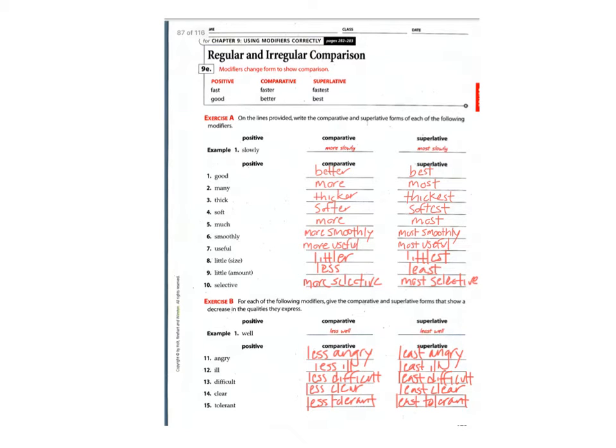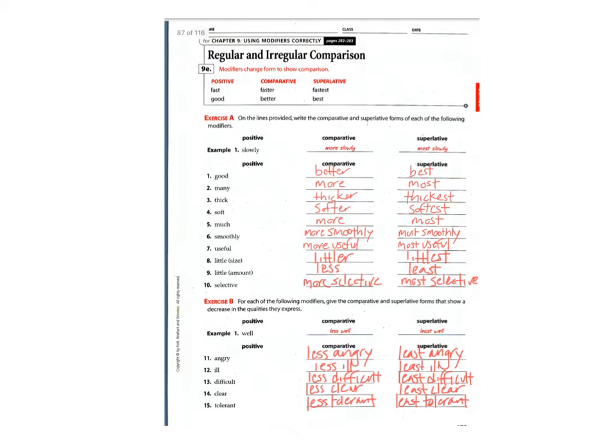And then you have some irregular words, like good. It becomes better or best, or many, which would be more or most. Okay? Same thing with much. It's going to be more or most. And then little, in 8 and 9, when it comes to size, you can say littler and littlest. But when it comes to amount, you're going to say less and least.